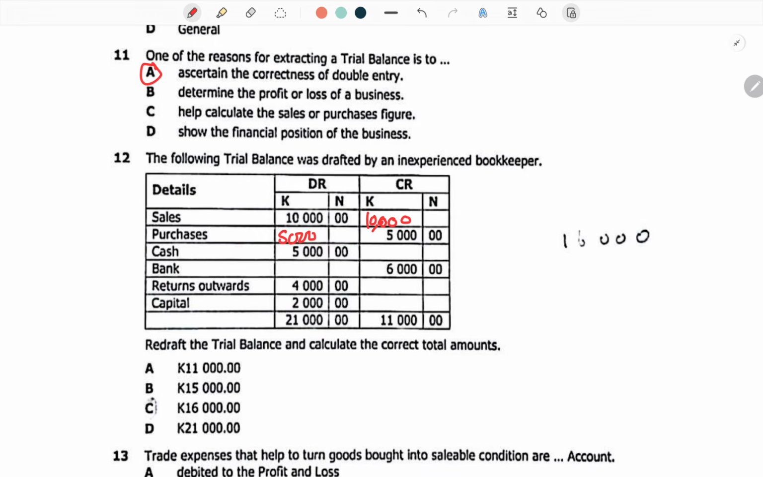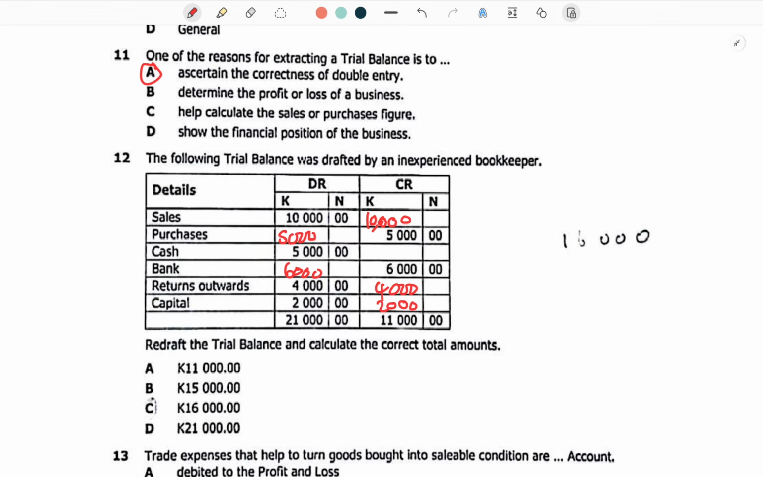Cash, of course, is supposed to be debited. Bank is also supposed to be debited. Returns outwards is supposed to be credited. Is this thing going to balance? Capital, okay, so capital is an equity, so of course it's supposed to be credited as well. Returns outwards, usually credit them because they usually reduce expenses from the business.